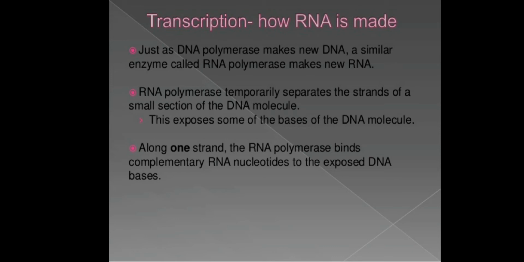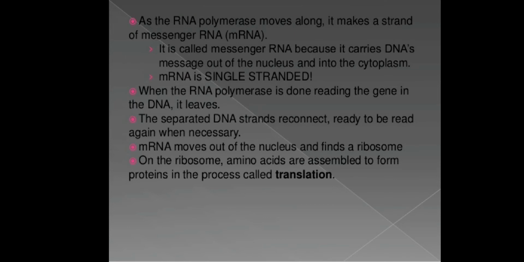RNA polymerase temporarily separates the strands of a small section of the DNA molecule. This exposes some of the bases of the DNA molecule. This is the process of transcription. Along one strand, the RNA polymerase binds complementary RNA nucleotides to the exposed DNA bases. In transcription, the thymine is replaced by the nitrogenous base called uracil. Okay, moving on to the next slide.